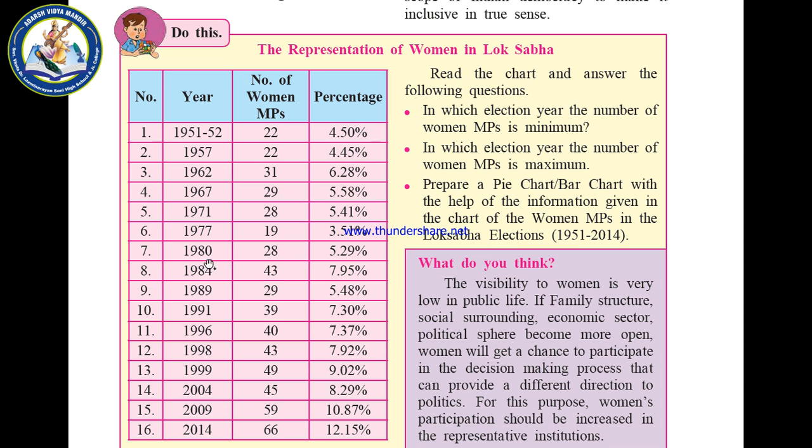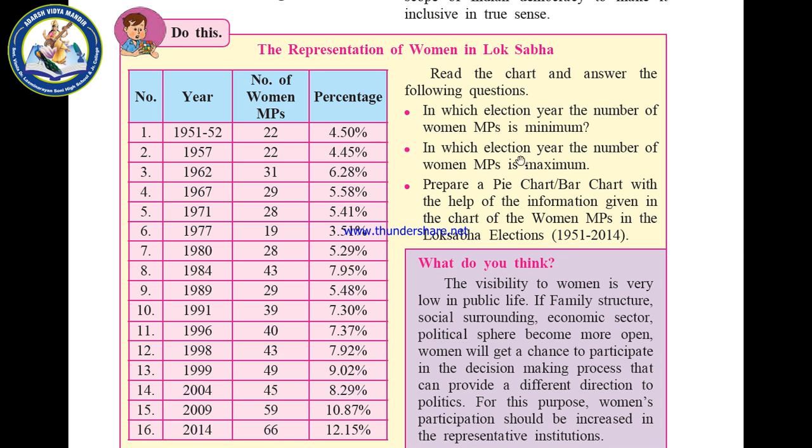If we observe this chart till 1980, the ratio of the women representation was very less. Amongst it, 1977 was the lowest, means minimum representation was there. Only 19 women were the MPs. But after 1984, this participation of the women in the politics increased. With little fluctuations, it increased, and in 2014 it was the highest. Maximum members were the women in Lok Sabha, that was 66.